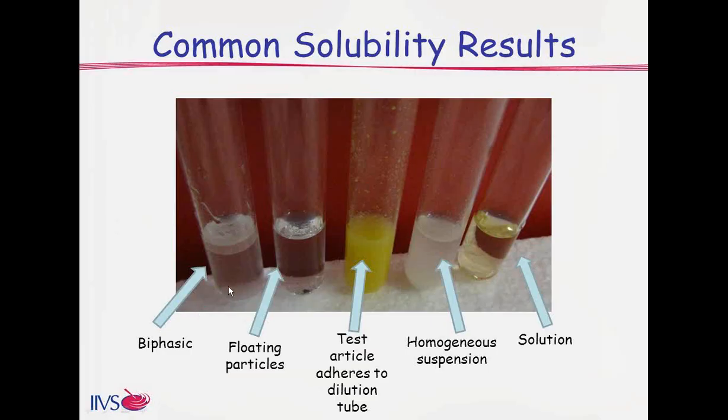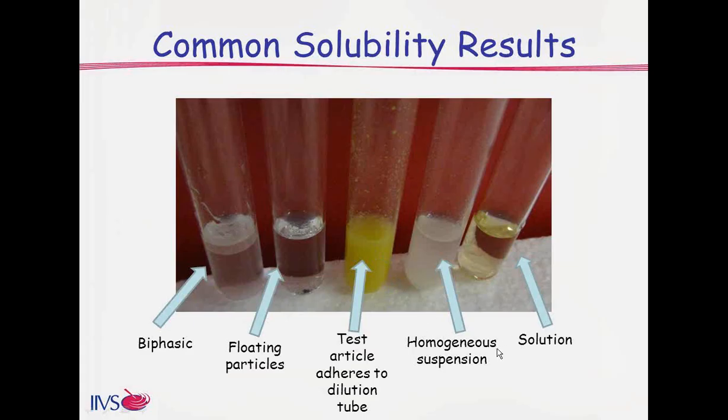So starting here on the left, we have a biphasic material. You can see the test material floating on top. This would definitely not be test material that you'd want to work with for the 3T3 phototox assay because you really can't be assured that if your cells are at the bottom here that they would be able to interact with your test material. Another example would be we have floating particles. How much of that is actually in solution, if any? Then we may have some test article adhering to our dilution tube.